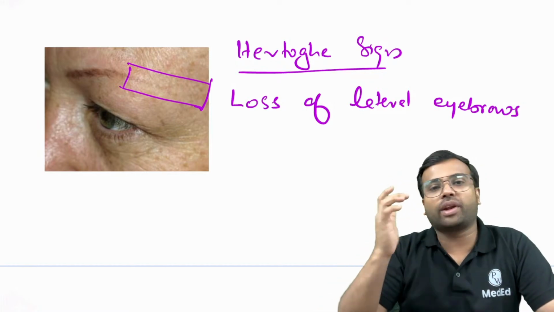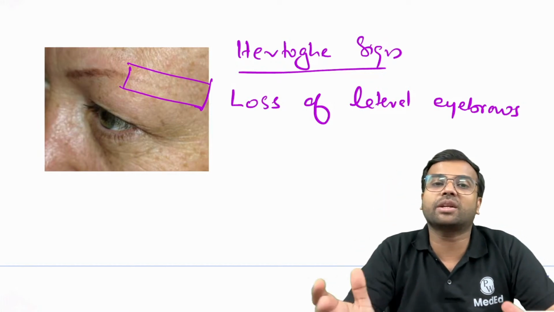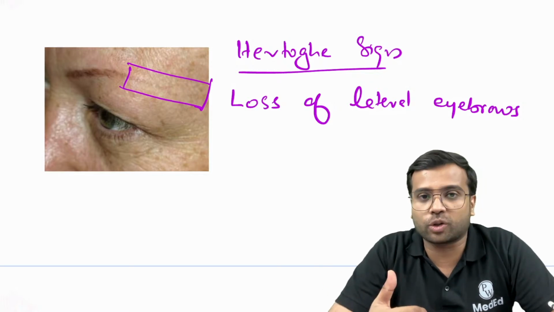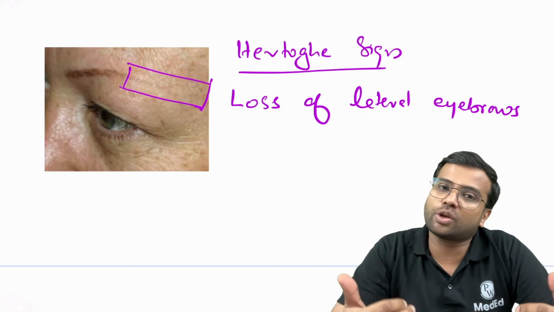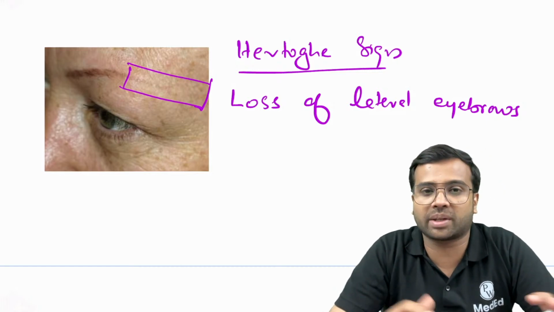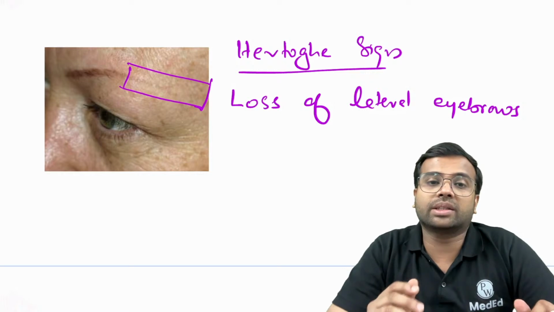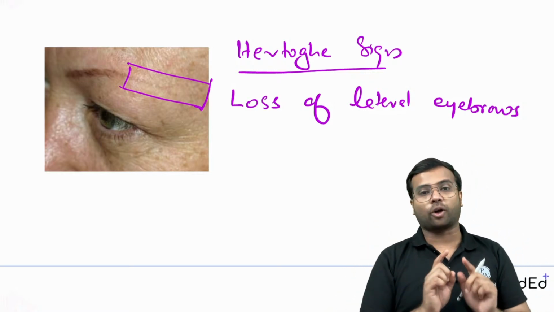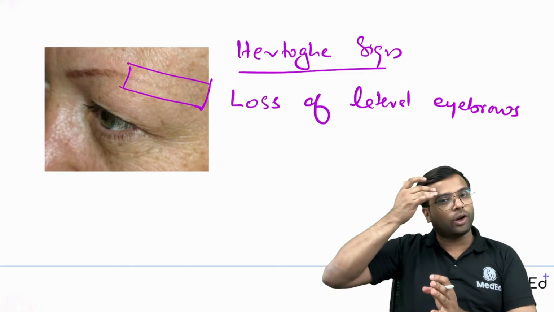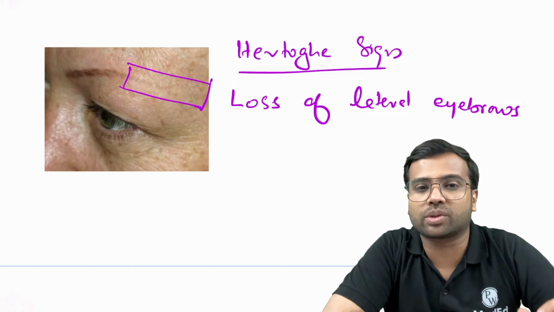So the loss of lateral eyebrows, you must have learned in many other diseases, where it is usually called lateral madarosis. So lateral madarosis you must have learned in leprosy, in hypothyroidism, etc. But remember, this is Hertoghe sign when it comes to atopic dermatitis, where a patient can be complaining of a loss of lateral eyebrows. And what is the reason?